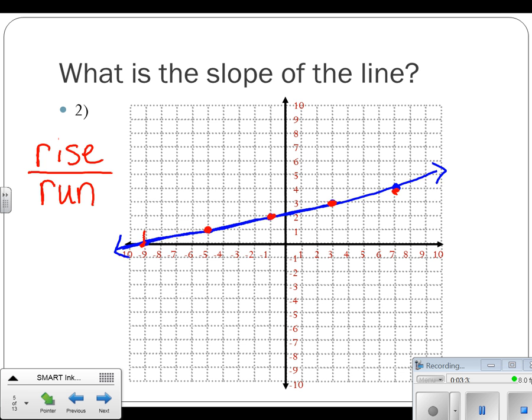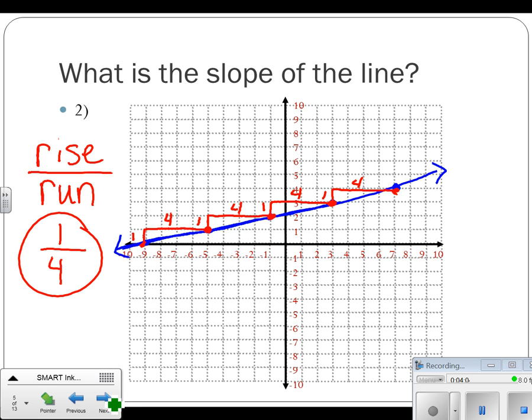Rise 1, run 4. Rise 1, run 4. It's constant. It's a linear function. Rise 1 is positive 1. Run 4 to the right, positive 4. So the rise is 1, the run is 4, so the slope is 1/4.